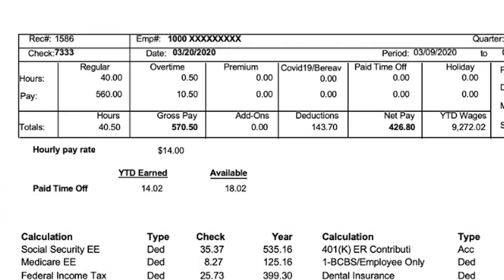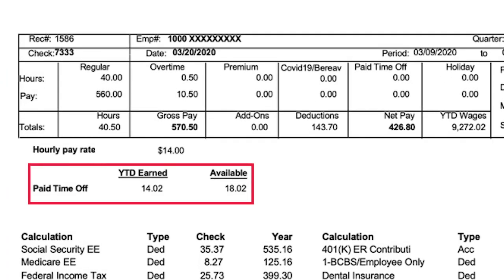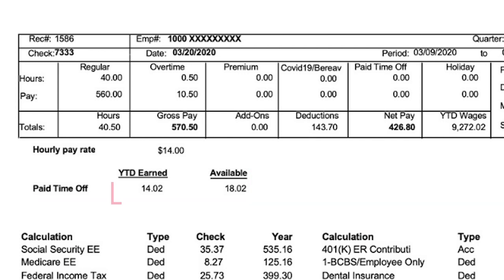Here we have your paid time off. This section shows how many hours of PTO you've accrued for the current year. You can see that this employee has earned 14.02 hours for the current year, but they have 18.02 hours available. This is because the employee has carried over PTO hours from the previous year that he did not use. So if this employee was wanting to take a vacation, this is the maximum amount of time he could request off.